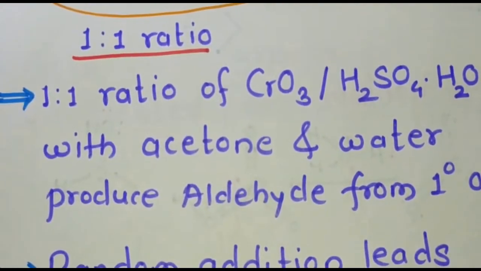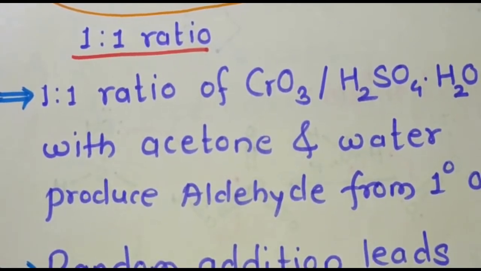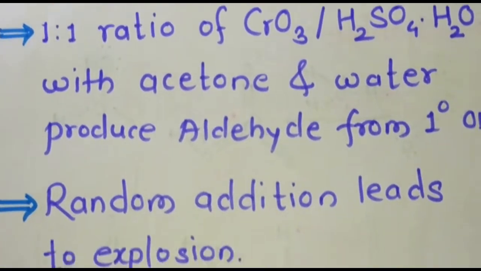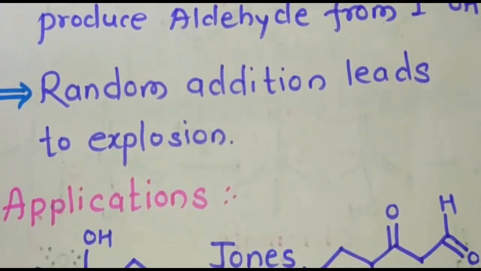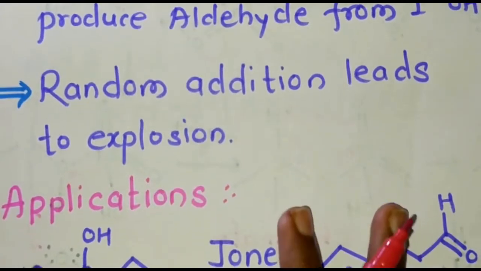Now, one of the most important points is that the byproduct of this oxidation reaction is chromium dioxide, which is a toxic product. Random addition to the substrate leads to an explosion. So remember that random addition leads to an explosion. Now we will see some basic applications regarding this.